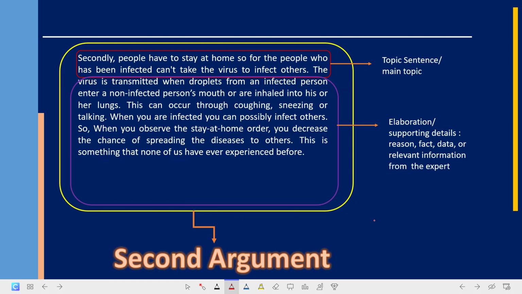Okay, the next one will be the second argument. Secondly, people have to stay at home, so that people who have been infected cannot take the virus to infect others. The same with the previous argument. This is the main topic, and then you have to elaborate it by the reason, fact, data, or relevant information.